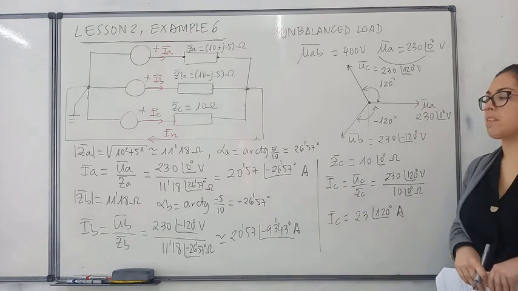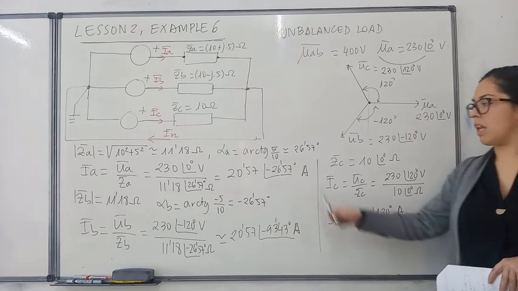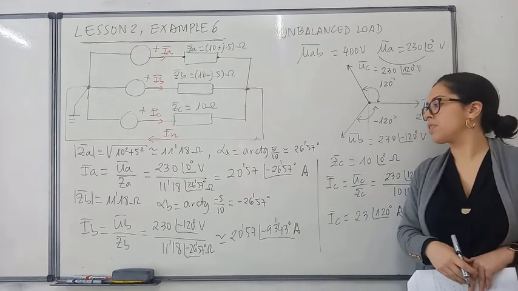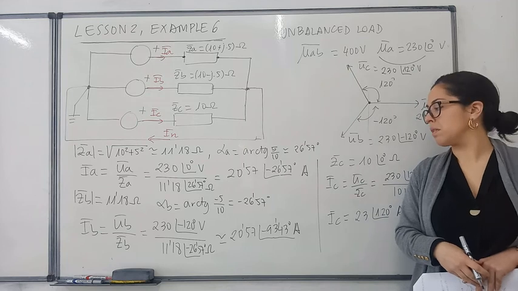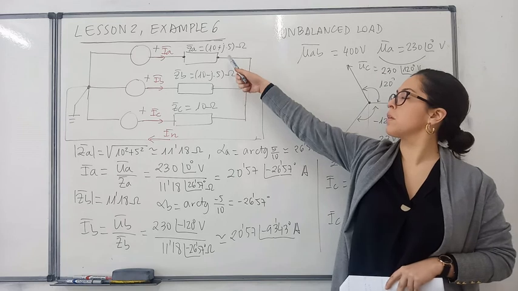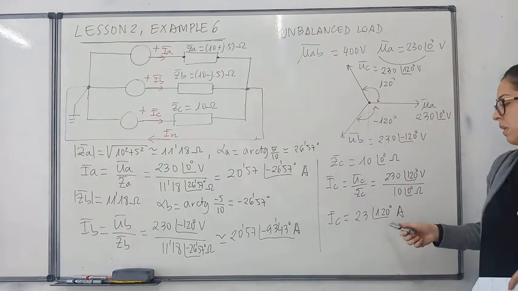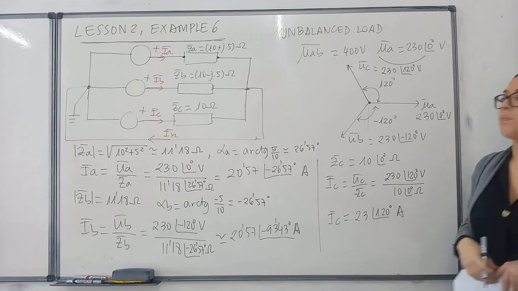as you have seen in this example, when the load is not balanced, the different line currents do not have the same absolute value. These two currents have the same absolute value only because the absolute value of these two impedances were equal. But here you have a different value.